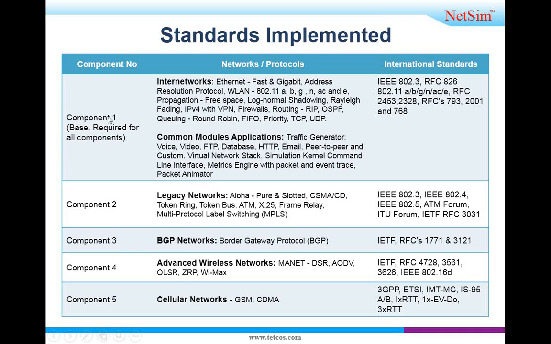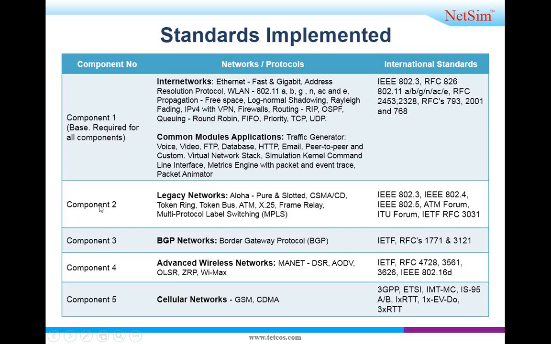The first component is a base component, which is required for all the components used here. In component one, you can see there are Ethernet, fast and gigabit, address, ARP, wireless LAN, 802.11 all the standards of wireless, a/b/g/n, then propagation, log normal shadowing, Rayleigh fading, IPv4. All these are given in the internetworks. Then there are some common module applications. Here in NetSim, you can generate different kinds of traffic on any node, like voice, video, FTP, database, HTTP, email, and peer-to-peer. All this kind of traffic you can generate on any node. So these are some common module applications which are available in all the components.